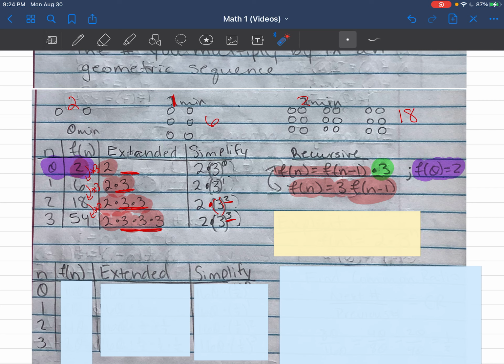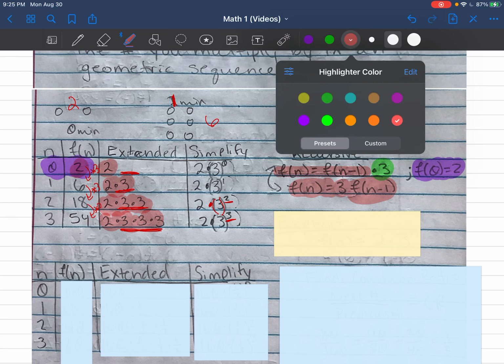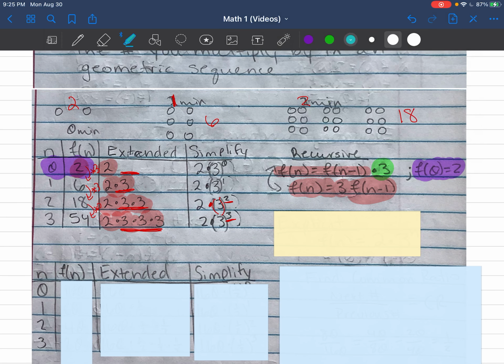Then the explicit, remember for an explicit, we're always going to look at our simplified section here. So let's pick a different color. Let's pick blue here. So it's always 2 times 3. So that means in my explicit, I'm going to have 2 times 3. However, my exponents are changing. So that's going to be my n.